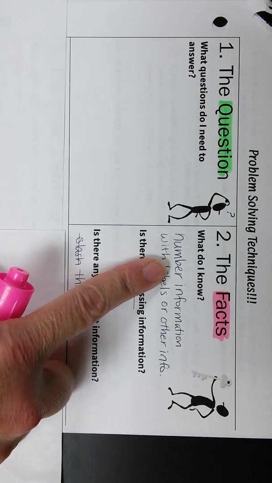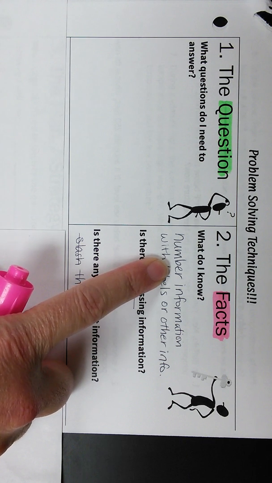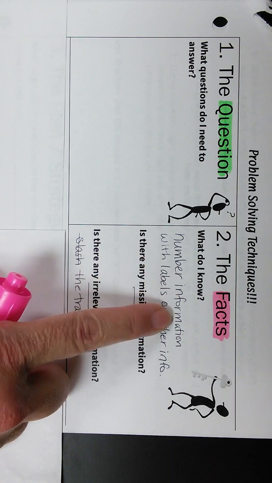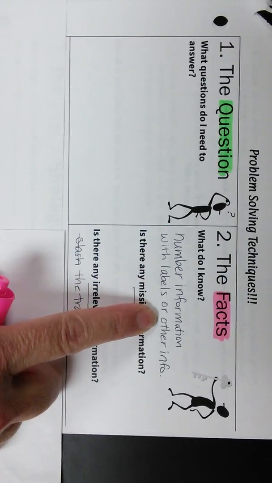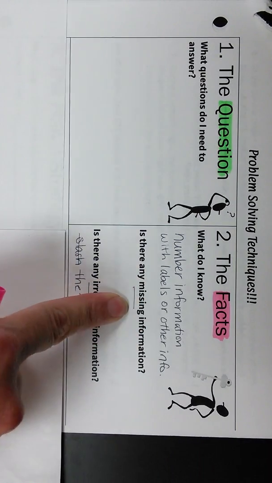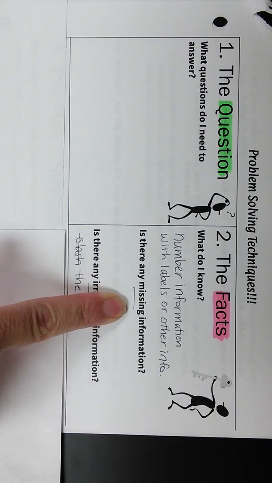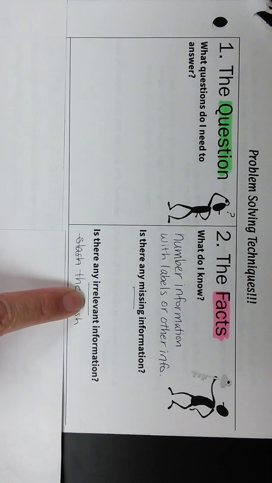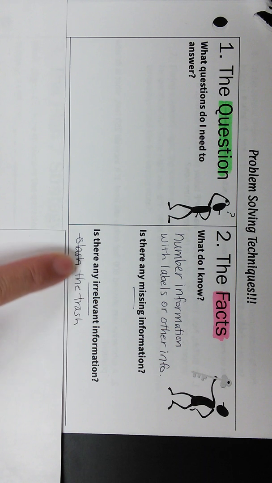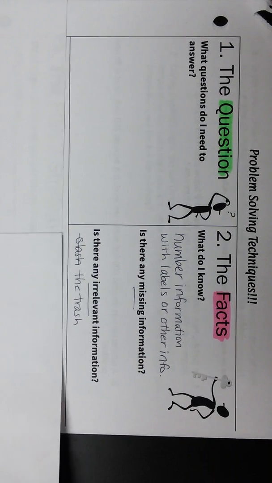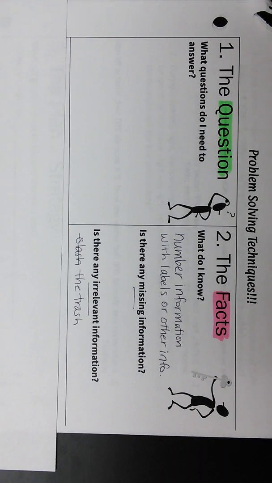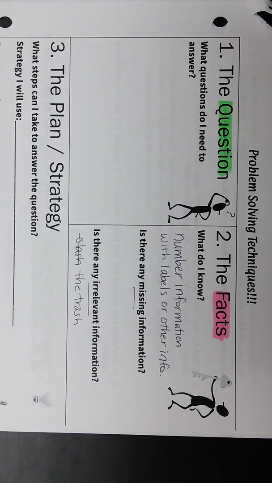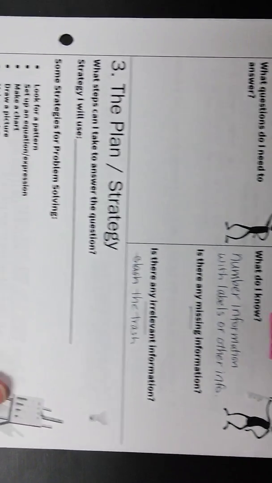For us, because we're talking about math problems, these are mostly going to be number information, numbers with their labels or other information, whatever goes with them. You need to also see, do you have any missing information that you need to go and locate and find, or any irrelevant information? If it's irrelevant, that means things you don't need. Make sure that you slash the trash. Put a line through it, but make sure it's just one, just in case you find out, ooh, I actually do need that information.